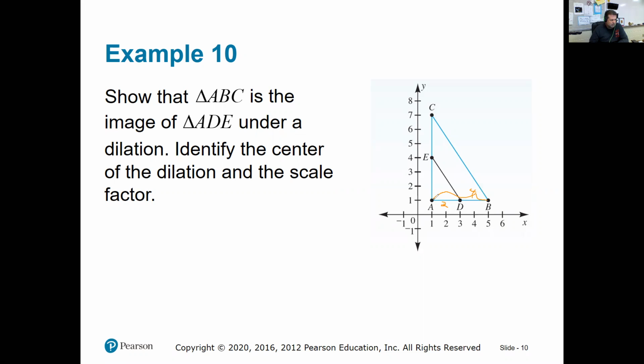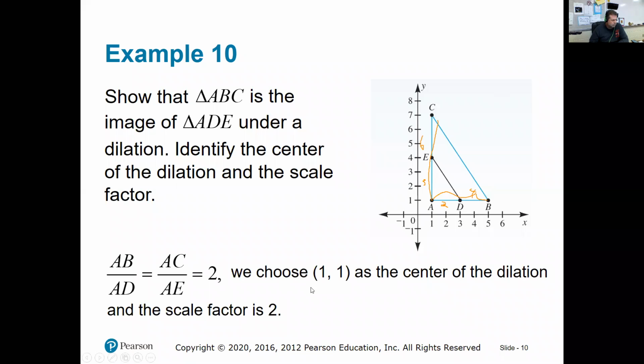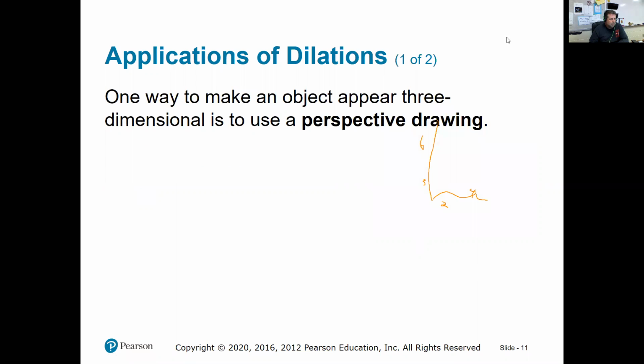Let's double check. This is 3 from A to E, and then from here to here would be 6. So we should have a scale factor of 2, which we do. Okay, now where's the center of the dilation? Everything moves off of A, so A did not change. If you get a point that does not change, that's usually going to be your center of dilation.